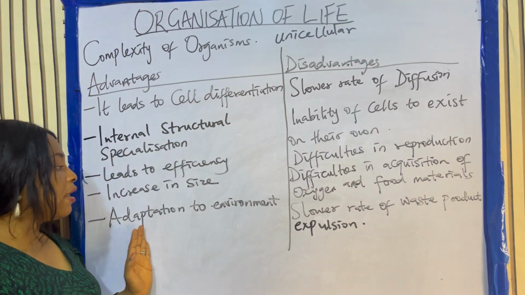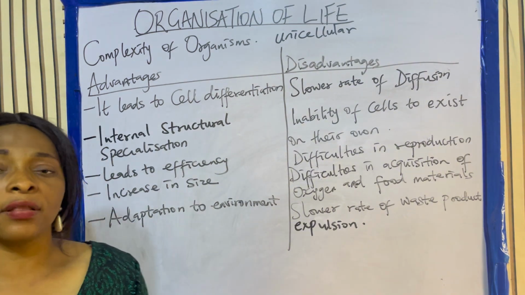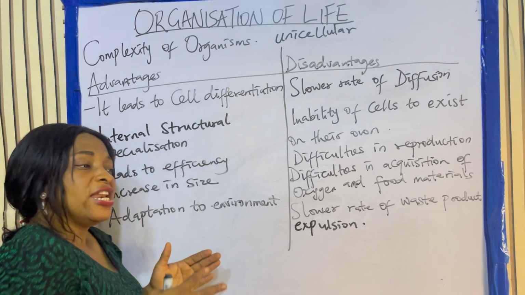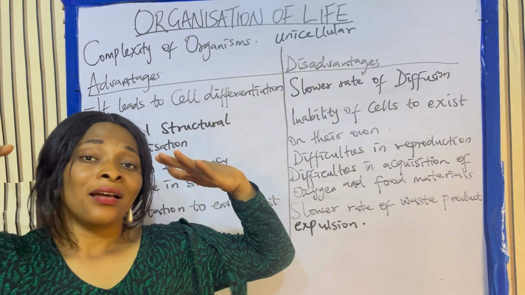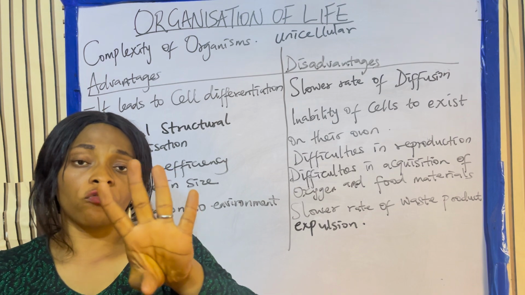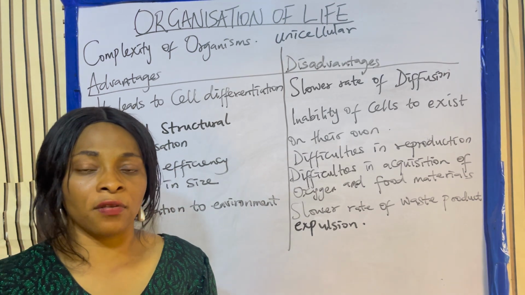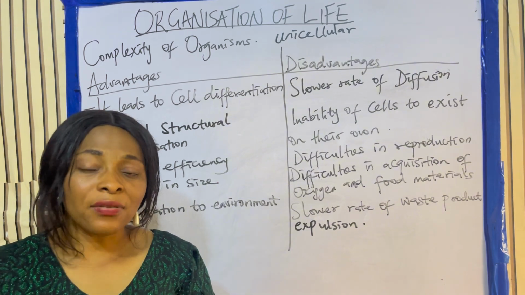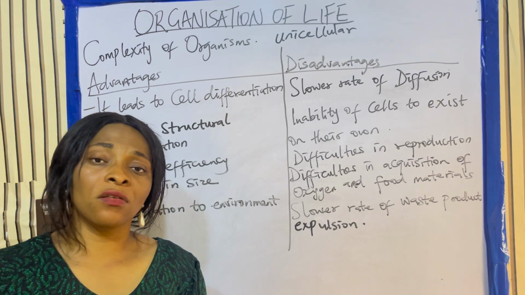Next, it leads to adaptation to environment. Complexity leads to adaptation to environment. Why? Adaptation simply means ability to do what? To live with one's environment. Organisms that are complex, that have these four structures of organization of life, can easily adapt to any environment they find themselves in. Unlike amoeba, if amoeba finds itself outside the environment it's supposed to be in, what happens to it? It will die. It doesn't have the ability to adapt.